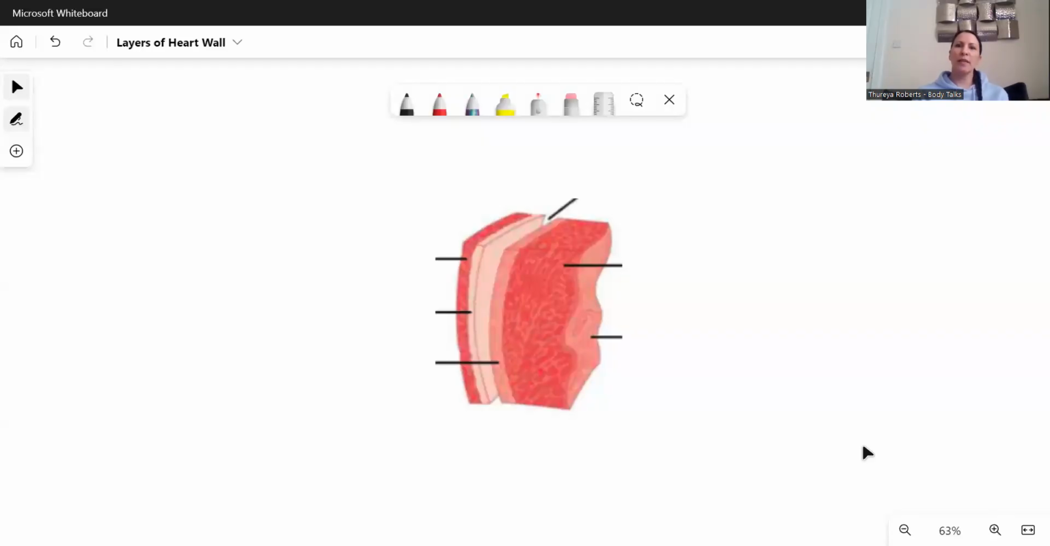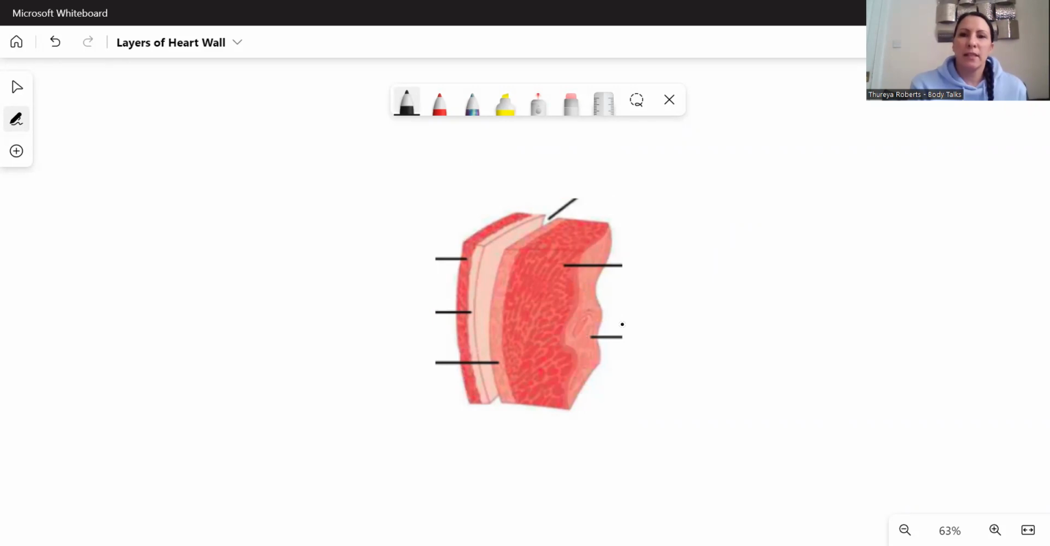So I'm going to share my screen and I will label an unlabeled diagram as we go so that you can see what I'm talking about when I introduce each of the layers of the heart. Here we have the walls that make up the heart. I'm going to think about this as the outside layer, this side here, and this is the inner layer. Hopefully you can see my cursor moving as I move around the screen.